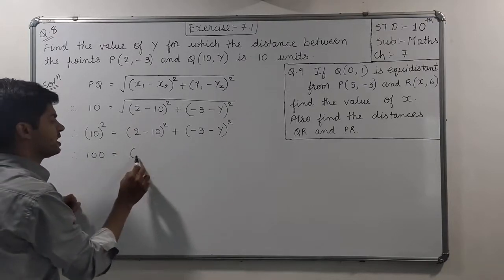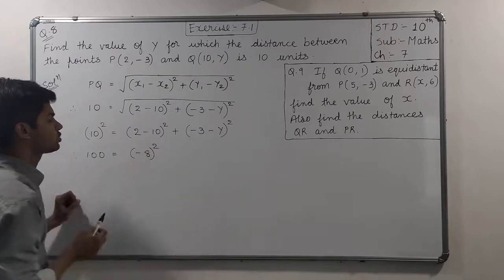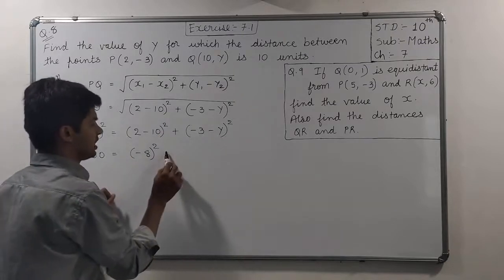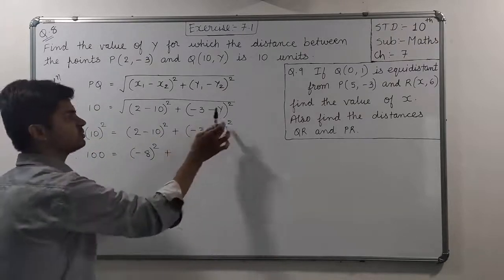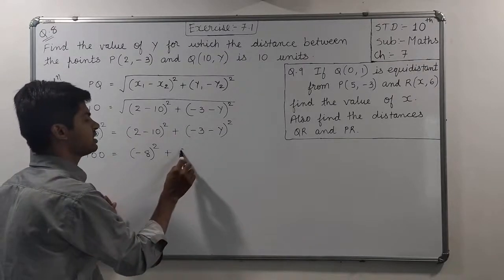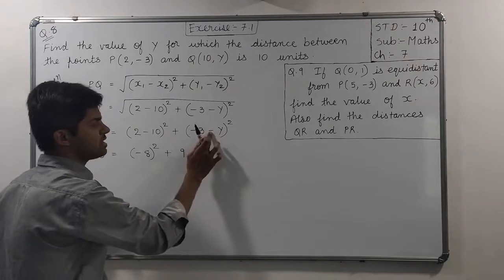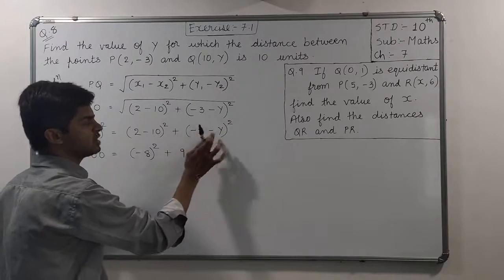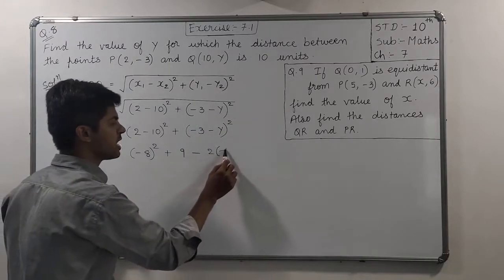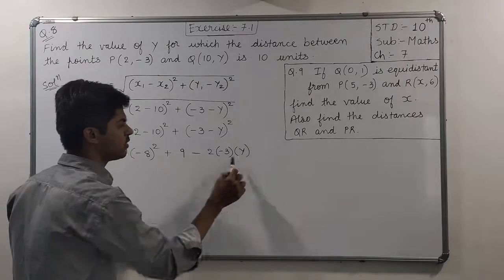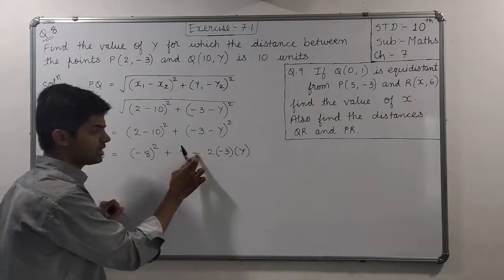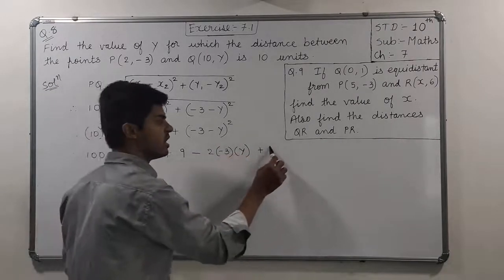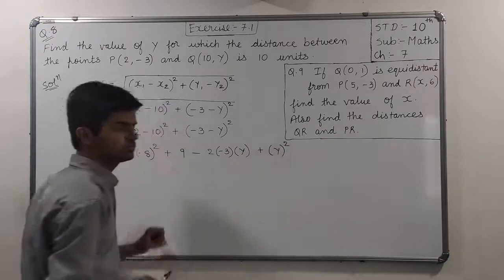Okay, so 10 square is 100. 2 minus 10, answer is minus 8 whole square. Okay, now here we will apply the identity. First term square, minus 3 square is 9. Minus. यहाँ पे बीच में माइनस की साइन है तो ऑब्वियसली माइनस आएंगे. 2 multiply by first term multiply by second term, it means 2 multiply by minus 3 multiply by y. a square minus 2ab compulsory plus b square. What is your b? y. So here we will write y square.